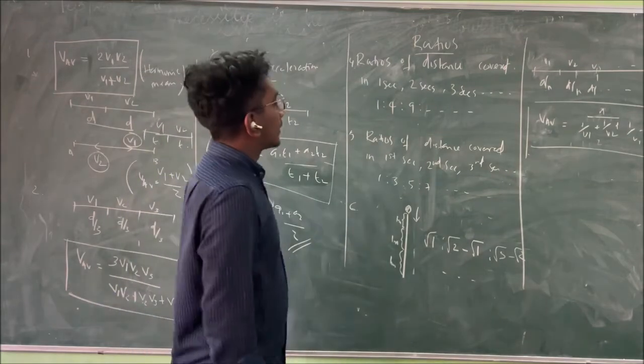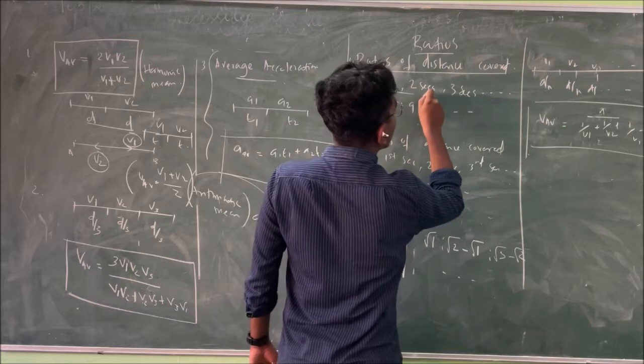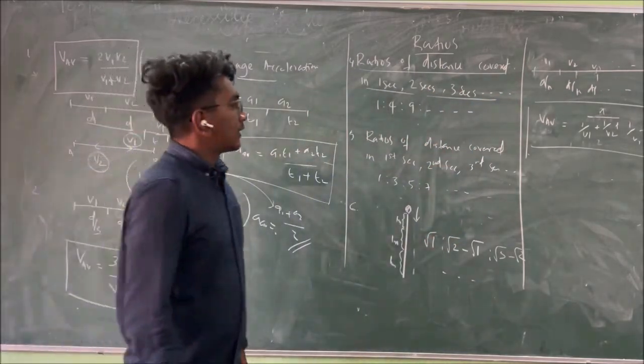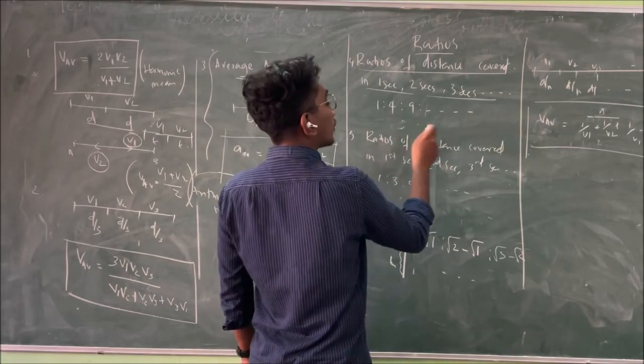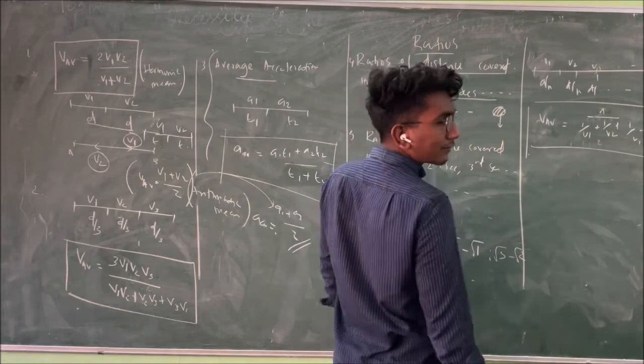So, first tip: ratios of distance covered in 1 second, 2 seconds, 3 seconds, etc. Look at this. A body is starting from rest, or you are dropping a body. That is starting from rest.